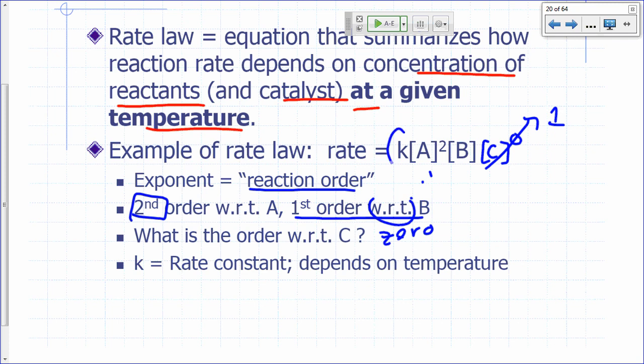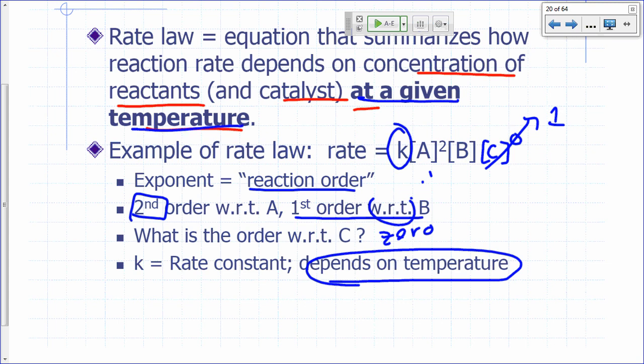Now, this k right here is the rate constant. It actually depends on temperature. That's why, when you're determining the rate law, you have to run all your reactions at the same temperature so that k is in fact a constant. Okay?